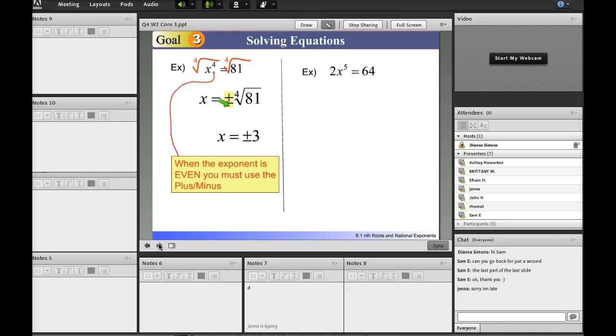Divide both sides by 2, right? Because I want to get that x all by itself. So we divide it by 2. 64 divided by 2 is 32. Now what do I do? Look at the other side to help you to decide.